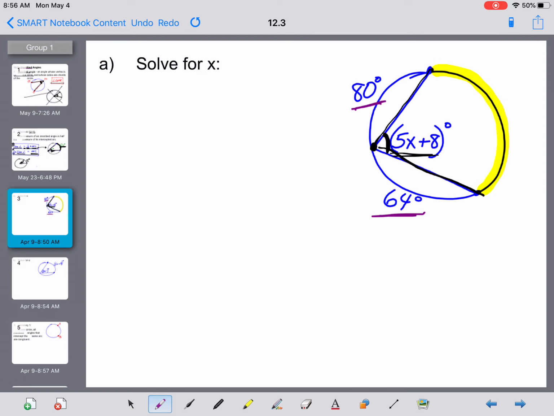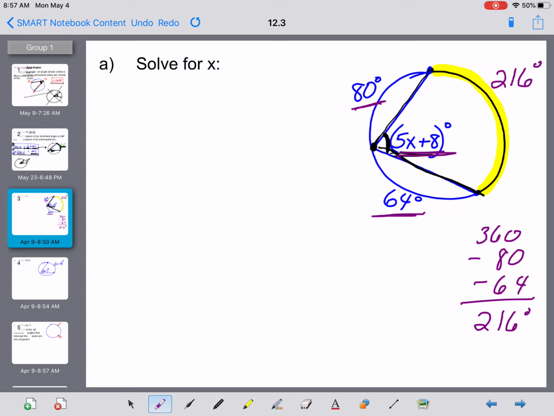So I'd probably grab my calculator and say that the entire circle is 360 degrees, and then subtract the 2 pieces we know, minus the 80 and minus the 64. If I'm trying to do this in my head, the 80 and the 64 add up to 144 degrees, so that's going to leave us with 216 degrees, and that's the measure of this third arc. That's a major arc out here on the outside. And now that we know the 5x plus 8 and the 216, we can get going here.